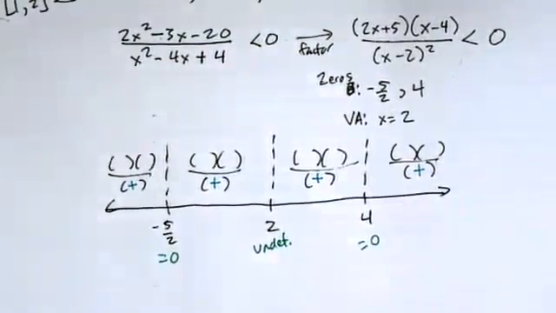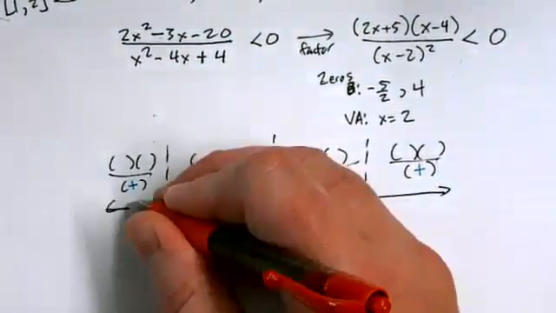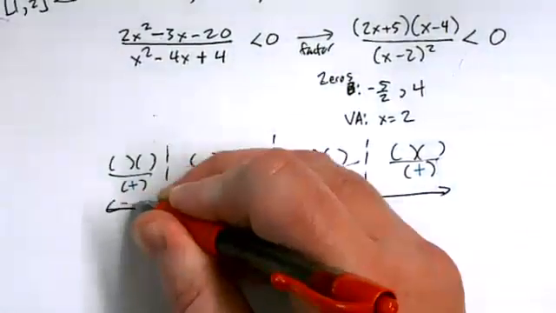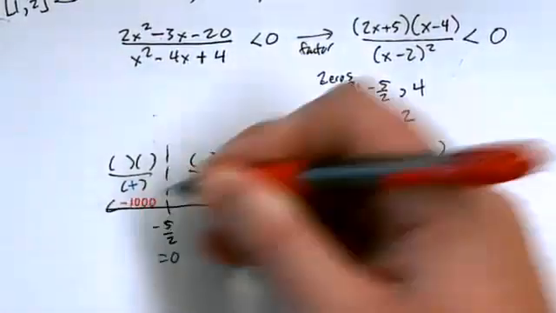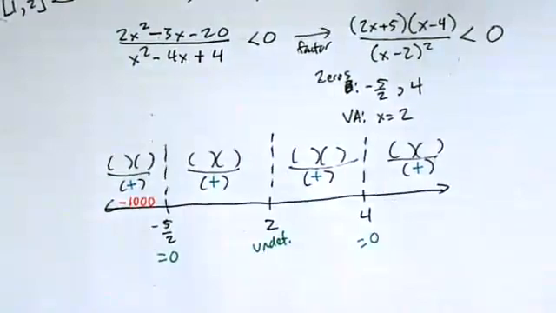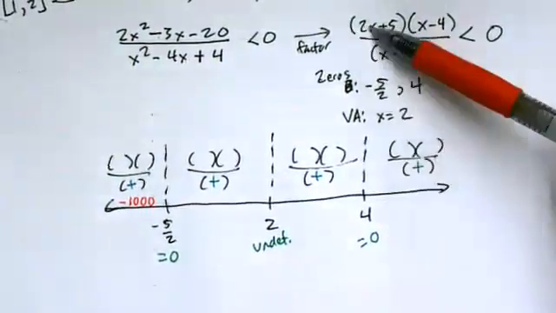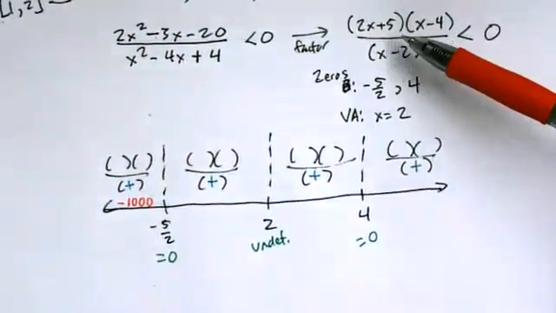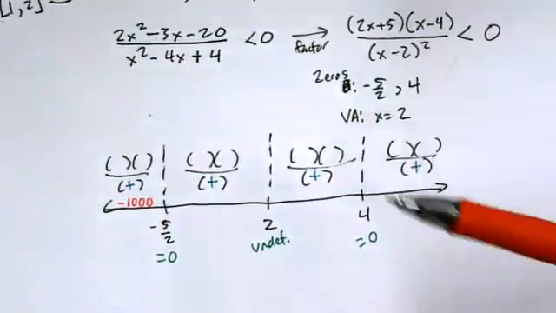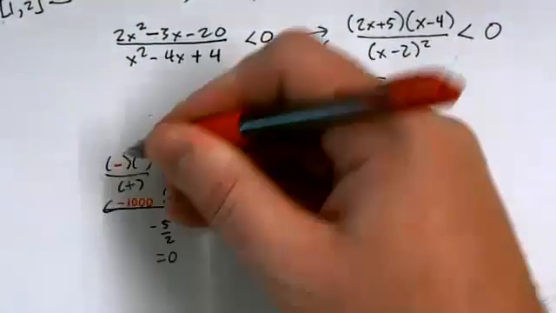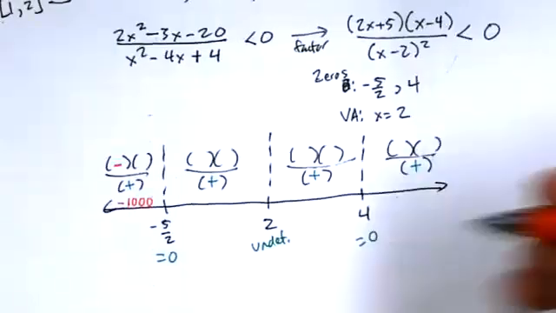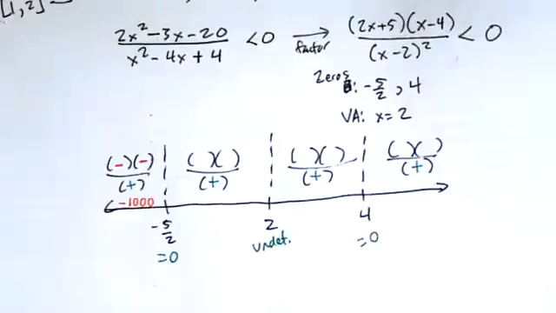So go ahead and pick some test values in your regions. When I do these far ones, I like to pick really big numbers like -1,000, because it makes it pretty easy to see. 2 times -1,000 plus 5, that's going to be pretty close to -2,000, right? It's going to be negative for sure. And -1,000 minus 4 is definitely going to be negative.